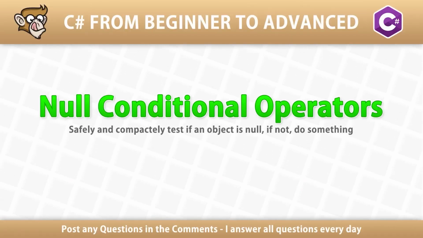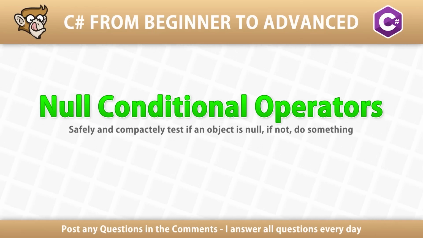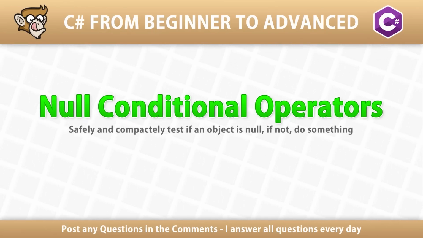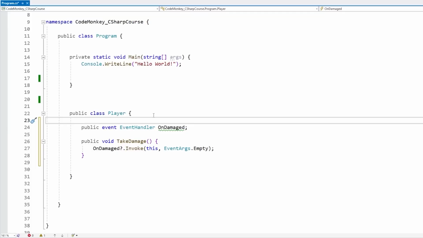In this lecture, we're going to learn about non-conditional operators. These are two operators that help simplify your code by eliminating the need to do some null checks. Now, this is actually something that we already used in the events lecture. If you remember, for events, before you invoke the event, you need to test whether the event is null or not. Otherwise, it will throw a null reference exception if there are no listeners.